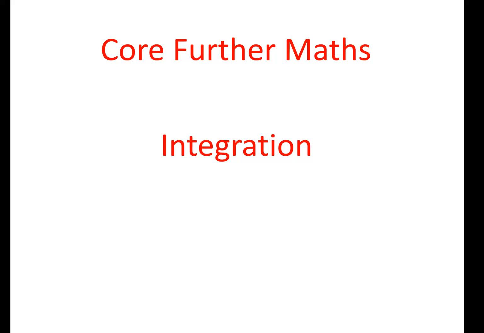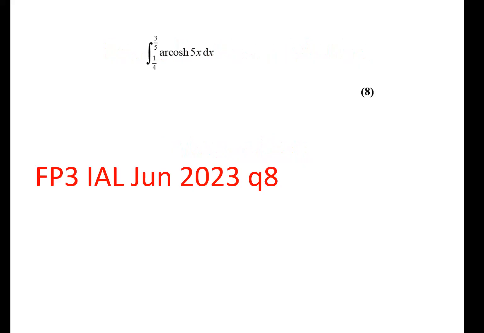Right, I've got a little bit of core maths, further maths, integration. We've got to integrate arcosh 5x between 3/5 and a quarter. It's from the CFB3 paper, International A-Level, question 8, June 2023.